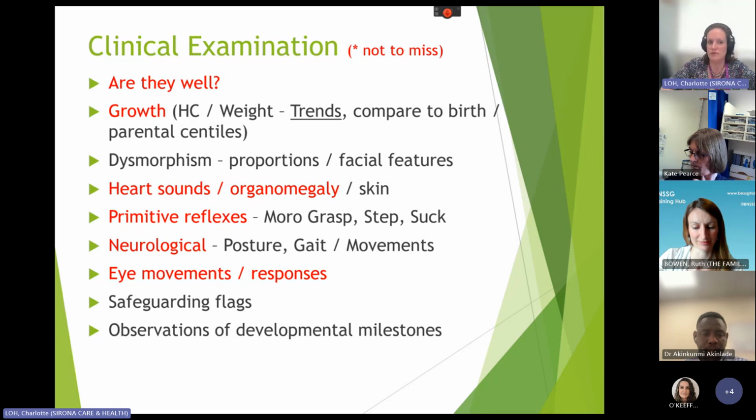Checking that their eyes move or respond is again another red flag area, because if there's cataracts, for example, and they don't have a red reflex, that's something that can be easily treated and will respond well to treatment. If the child has a very small amount of response to any visual stimulus, then again, that's indicative of a problem with vision, and we want to get them seen sooner rather than later.